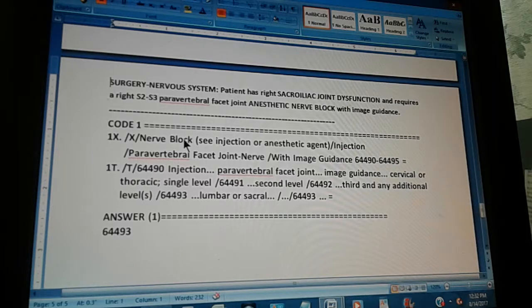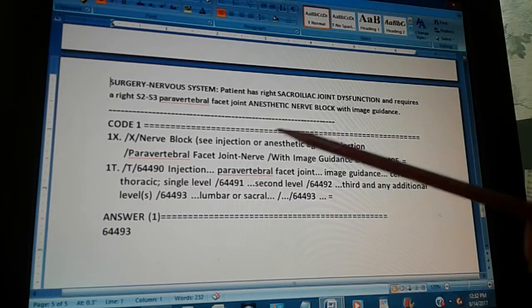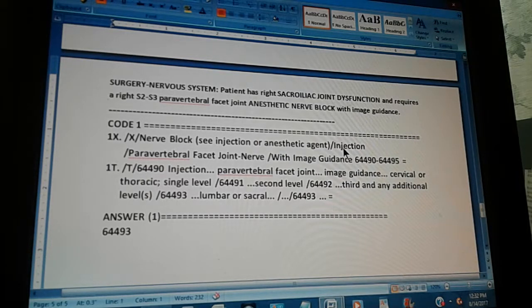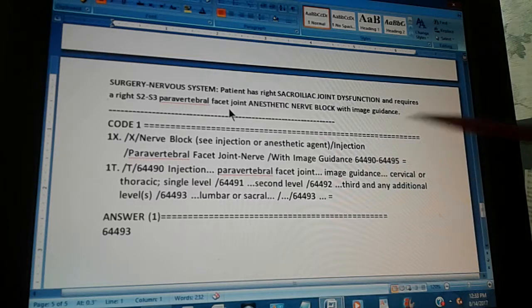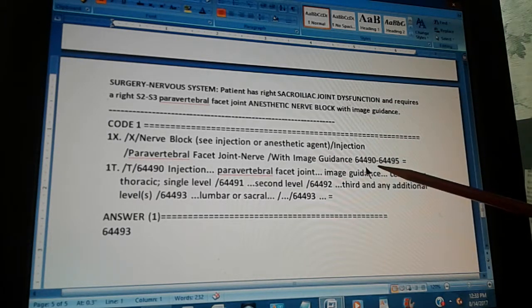When you go to nerve block, you have two choices: see injection, or see anesthetic agent. The anesthetic agent would be if you know which agent you're using, but since you don't know here, let's choose injection. Then you go to paravertebral facet joint nerve, which is exactly the same wording as in the problem. From there you go to with image guidance. So you just follow the text of the problem.